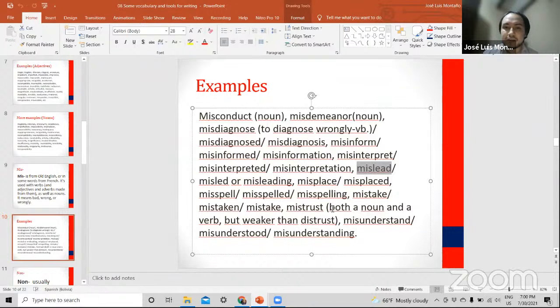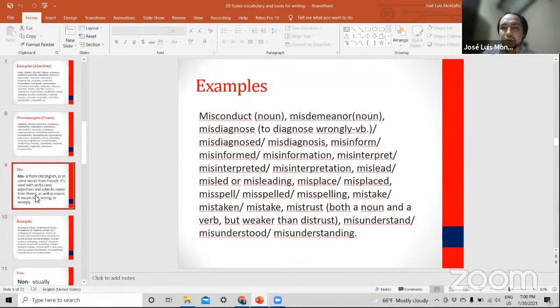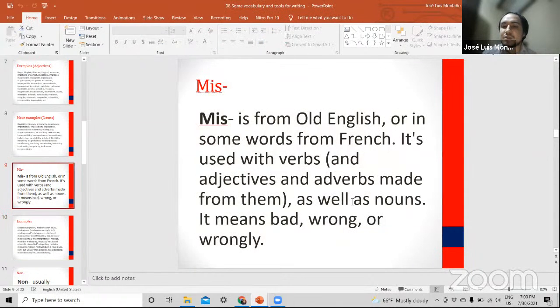Misleading, right? Misspelling, a mistake, of course, right? This is very, very common. Misspelled, mistaken, right? And you have misunderstanding, misunderstood. So it means, once again, that it was done, right, in a bad way, in a wrong way, wrongly. Okay, let's have that in mind, please.